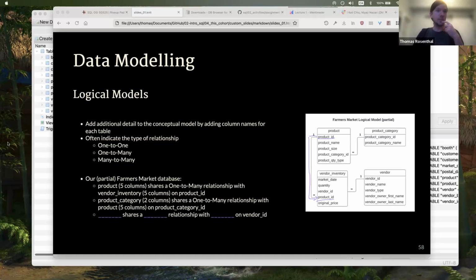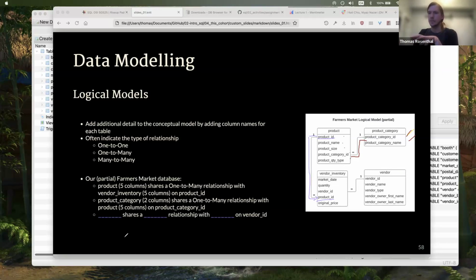Our second one here, product category. Oh, I picked yellow again, sorry. Our 2 columns, category ID and product category name, share a 1-to-many relationship with product, 5 columns, 1, 2, 3, 4, 5, on the product category ID.